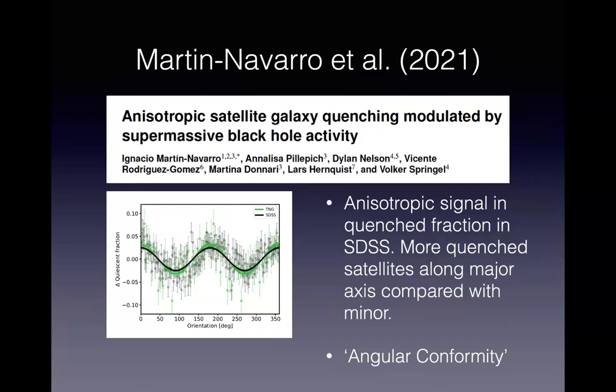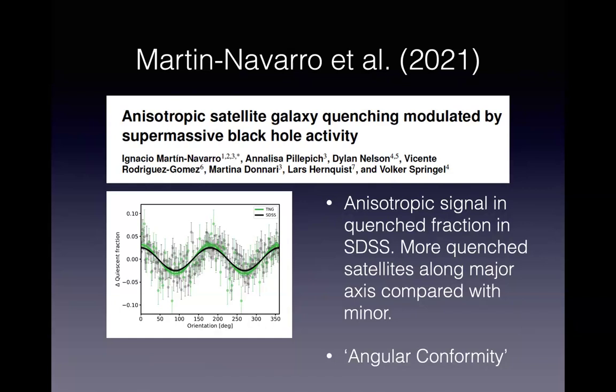This is their signal. So this is quiescent fraction here versus orientation angle about the BCG. So if your BCG has its major axis in this direction, if you go around like that, this is your change in orientation angle compared to the major axis of the BCG. And you can see that things are more quenched along the major axis than they are along the minor axis. The green points are Illustris TNG simulation, and the gray points are SDSS. So you can see they agree very well with each other. And so they're seeing this in TNG and SDSS.